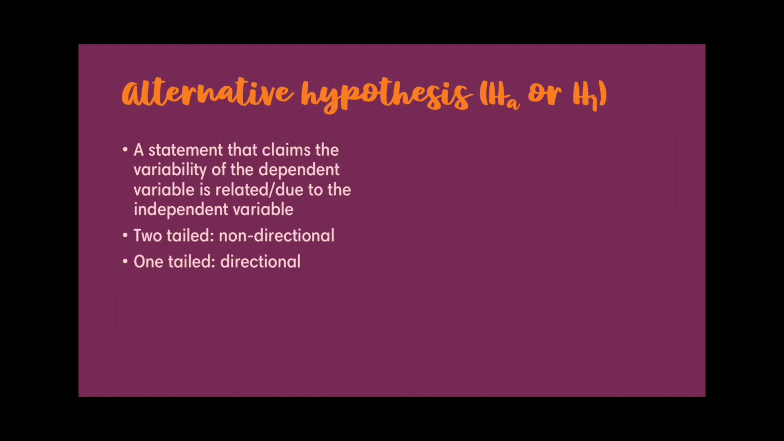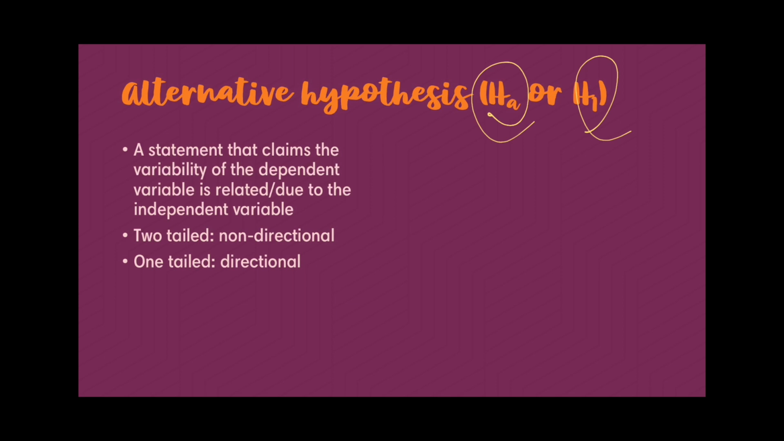So alternative hypothesis is usually represented by H sub A or H sub 1, and it is a statement that claims the variability of the dependent variable and its relation to the independent variable. So basically, when we do hypothesis testing, we're just saying whether or not variable A's variation is co-variating with another variable. And we'll discuss different relationships in the next video.